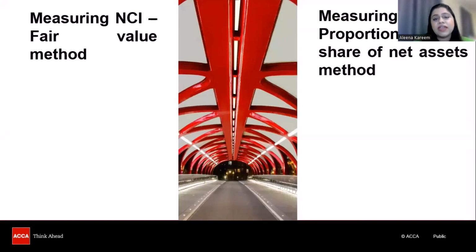So starting off with how NCI can be measured in the financial statements, we first need to know that there are two models under which NCI can be measured. NCI is the abbreviation of non-controlling interest, a very frequently used abbreviation. So the two methods under which NCI can be measured are, number one, the fair value method, and the other one is the proportionate share of net assets. It is very important in your exam to identify in the question which method the examiner has provided, because if the method is not clear, then you cannot do the accounting correctly.